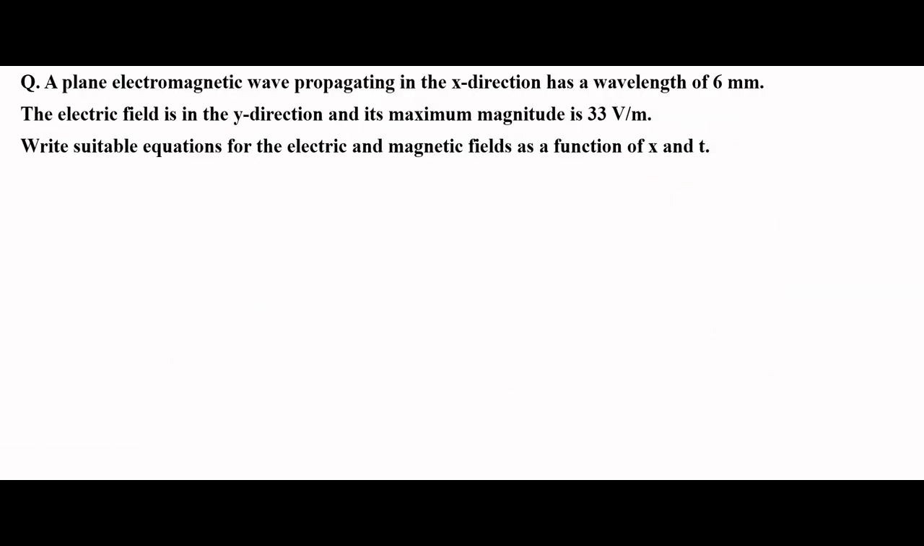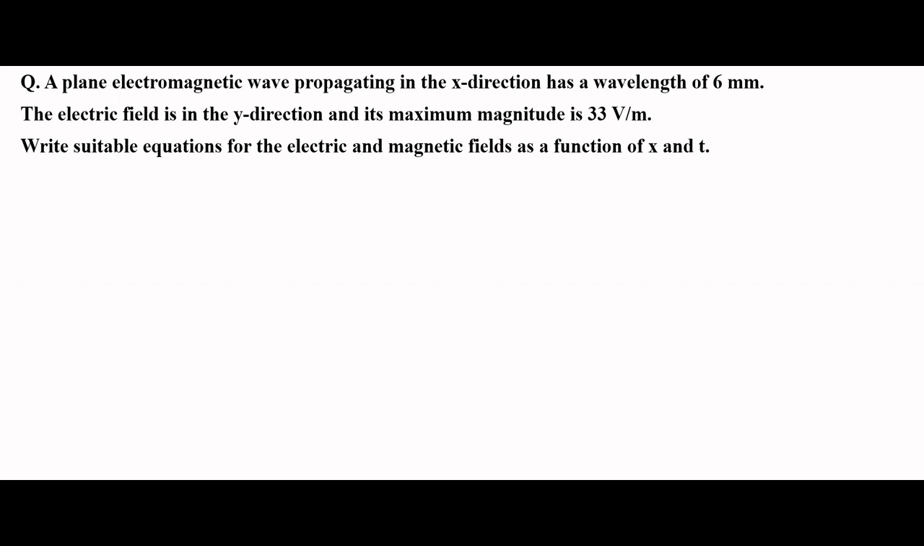Okay, so here is another question on properties of electromagnetic waves. It is given that a plane electromagnetic wave is propagating in the x direction and has a wavelength of 6 millimeters. The electric field is in the y direction, and its maximum magnitude, or amplitude, is 33 volt per meter. Write suitable equations for electric and magnetic fields as a function of x and t, that is position and time.